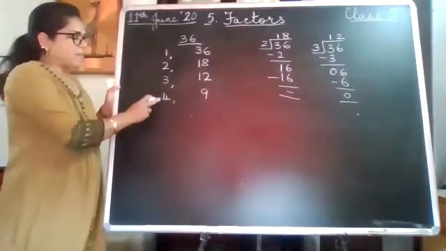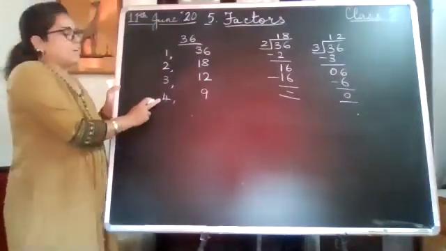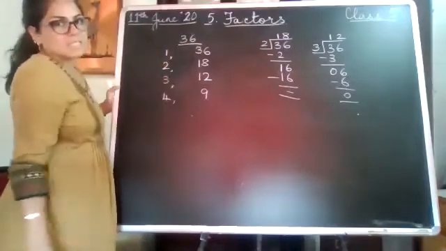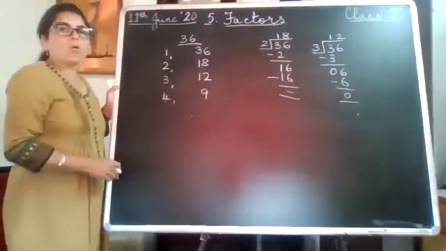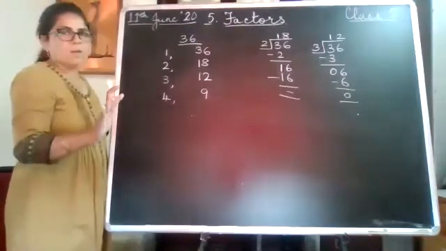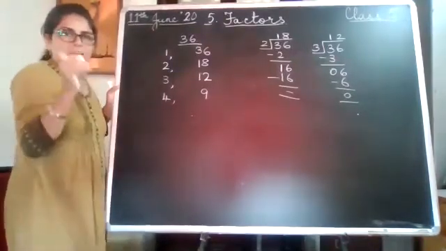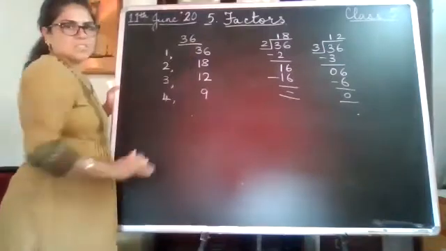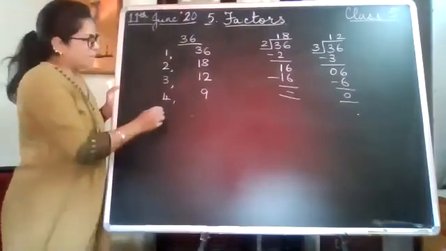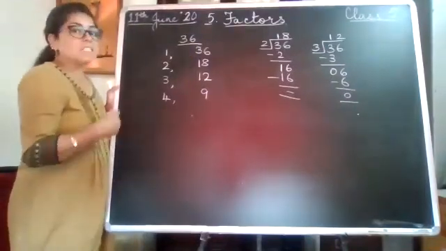Next test for 5. After 4 comes 5. For 5, the test is you look at the last digit. It has to be either 0 or 5. So it is not divisible. Samit is saying no. Very good, Samit. So 36 is not divisible by 5. So we go to the next digit, that is 6.